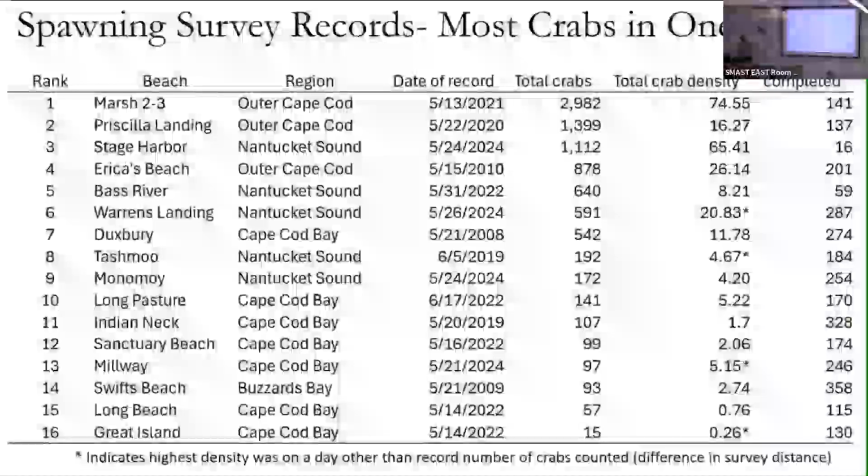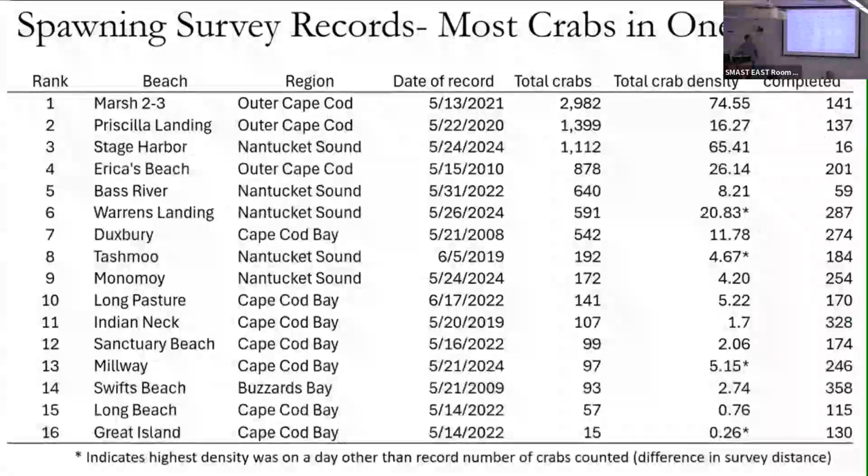So this is looking at records over time. This is just one walk down a beach, one individual survey. You have the beach here, the region, the date of the record, total number of crabs, total crab density, because some beaches are longer than others, so that varies a little bit. The number of surveys completed gives you an idea of how big that data point is. In 2024, we had 4 new survey records, record highs. Stage Harbor broke 1,000. Warren's Landing had a new record. Monomoy and Nantucket Sound had a new record, and Millway had a new record.